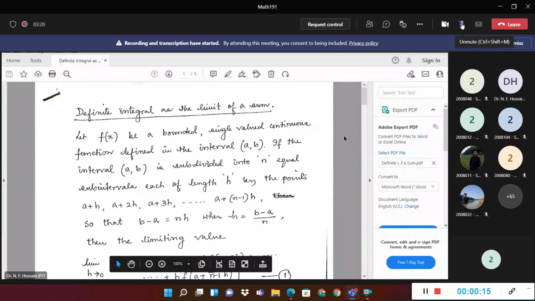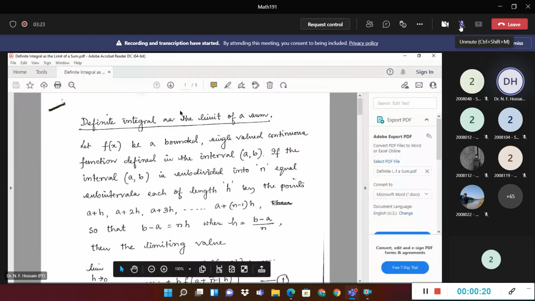Okay. At first we do something different on the definite integral. It can be defined as the limit of a sum. Suppose f(x) is a bounded single-valued continuous function defined in the interval [a, b].